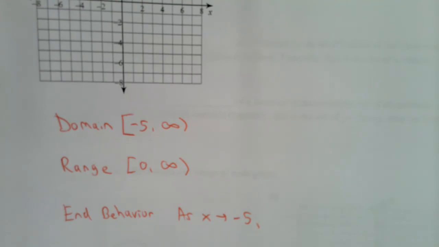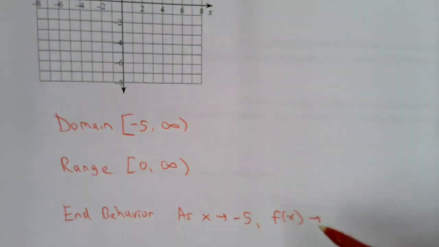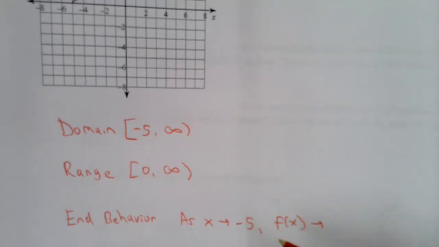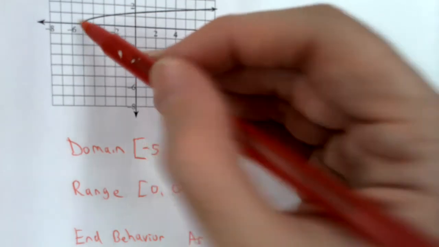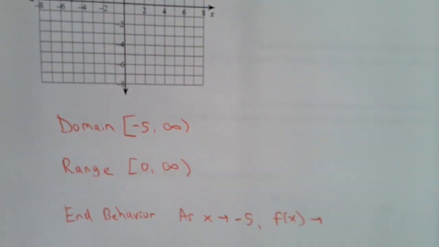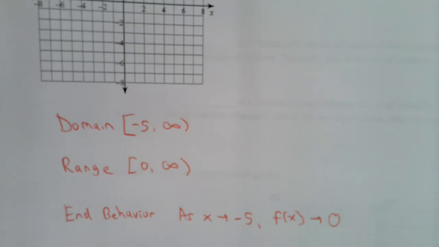Where does the graph approach? Where does the graph approach as x approaches -5? The graph approaches 0 on the y-axis. So as x approaches -5, the graph f of x approaches 0. That's tricky.